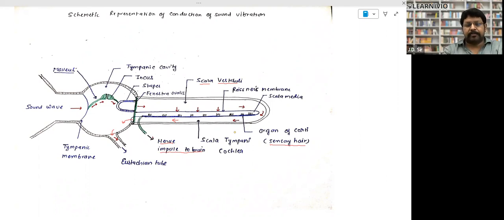Go through the mechanism. The arrow shows the direction of the sound waves, meaning mechanical waves.